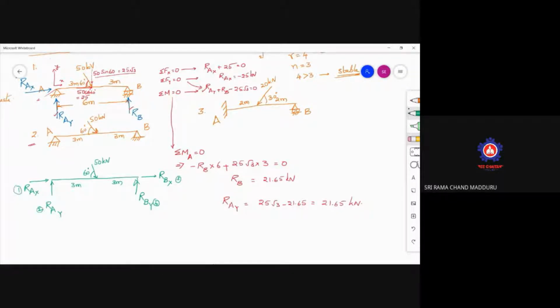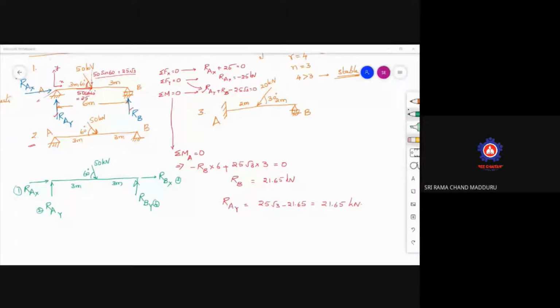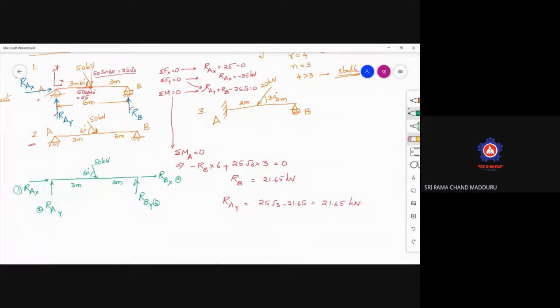As per for the plane structures, there is x and y axis structures. How many equations of equilibrium are available? We know that there are only 3 equations of equilibrium that are available. So when only 3 equations of equilibrium are available, how can you solve 4 unknowns?